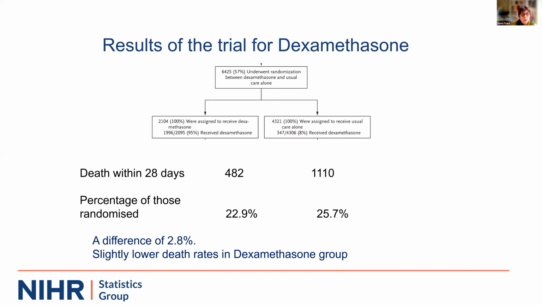And just to show you the results in a raw form, when they looked at the death rate within 28 days, the percentage of each of those groups, 22.9% died in the dexamethasone group and a slightly higher number in the usual care group. So there was an absolute difference of 2.8%, with slightly lower death rates in the dexamethasone group.